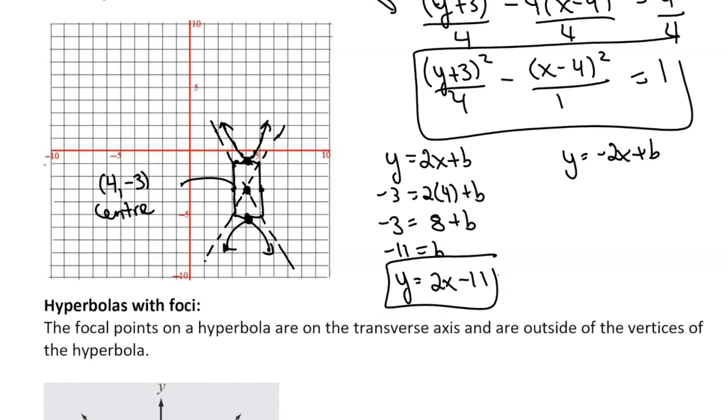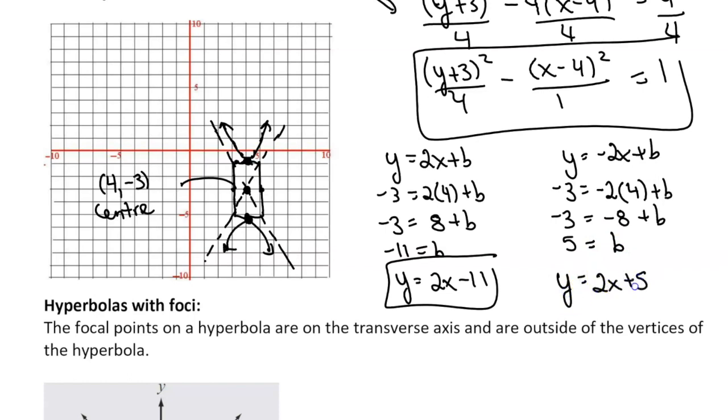And then for your second case, again, we can sub in the center point. So you could say negative 3 equals negative 2 times 4 plus b. And so then you could say something like y equals negative 2x plus 5. Okay, so those are the two equations that you have for your asymptotes. Oh, sorry, I think I forgot the negative sign right there.